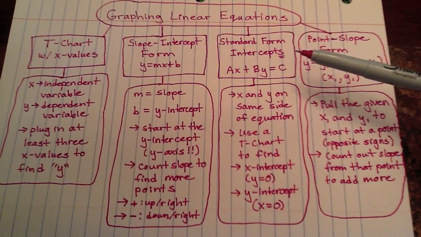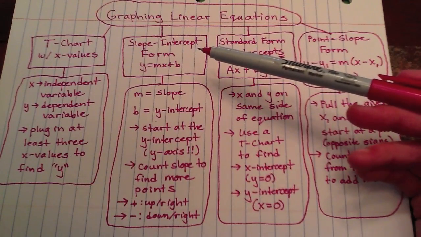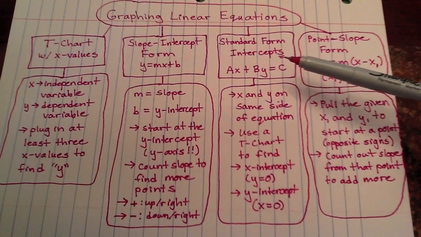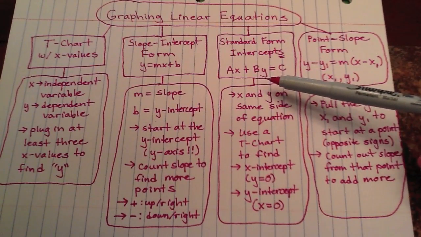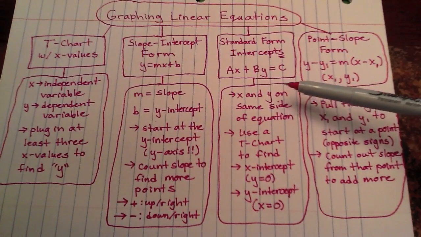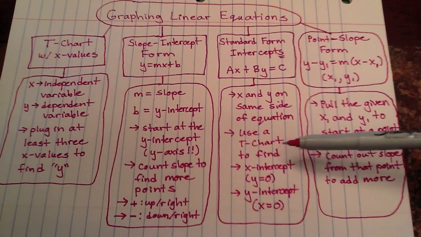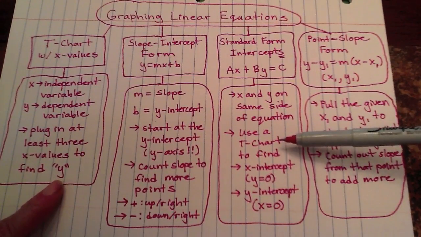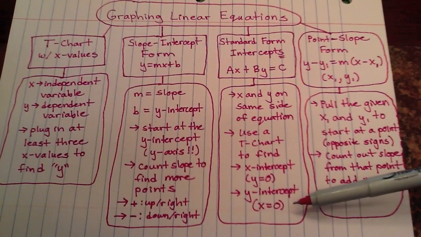Standard form is the third way we talked about, and that's intercepts. This one is only your y-intercept. On this one, you're finding both intercepts, x and y-intercept. When you plug in 0 for x, you're going to find your y-intercept. When you plug in 0 for y, you're going to find your x-intercept. Standard form is when x and y are on the same side of your equation. You're using a t-chart, but remember it's different than this t-chart because you're plugging in 0 for y, finding x, 0 for x, finding y.